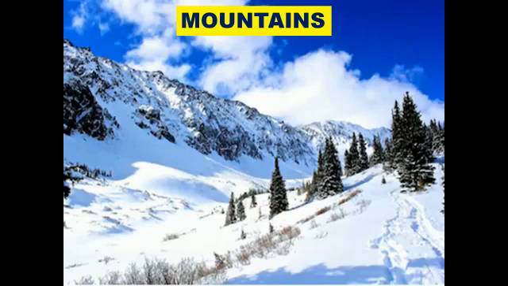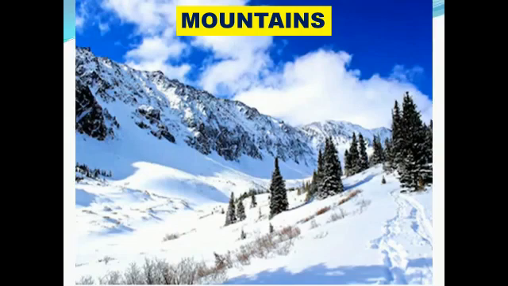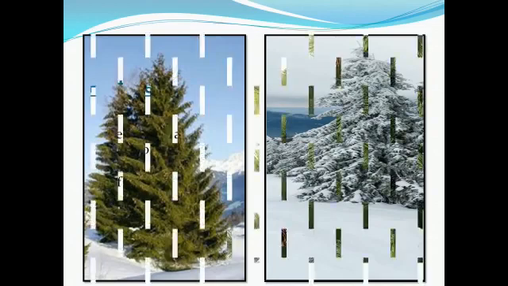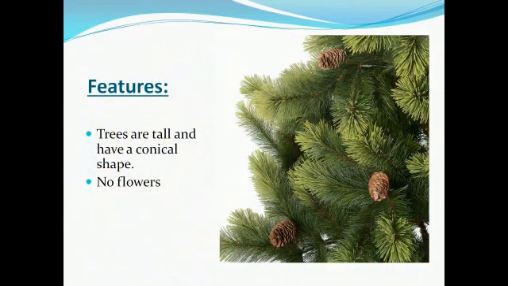The third type of terrestrial plants, plants in mountains. The climate can be very cold on mountains. Trees growing on mountains are tall, straight, and have a cone shape so that snow can easily slide off their branches. The leaves are needle shaped with a waxy coating to prevent loss of water.